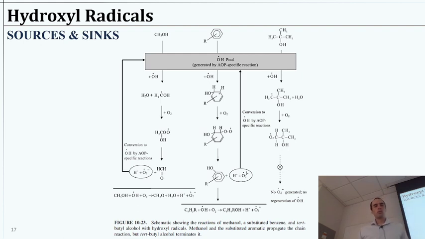Okay, so back to hydroxyl radicals. Specifically, we could take a look at reaction pathways. In this case, we have a schematic showing the reaction of methanol, a substituted benzene, and tert-butyl alcohol. So, three different ones, and we can consider under what cases the hydroxyl radicals are going to propagate or just be quenched.